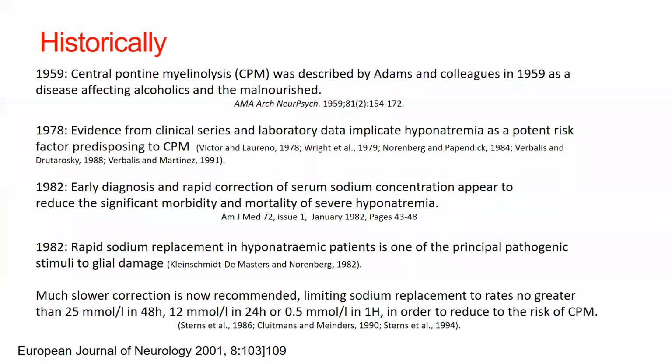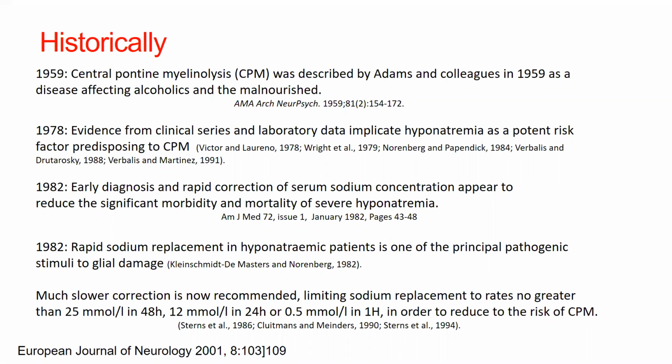So let's go back to history. The first case of central pontine myelinolysis, which is the old name for osmotic demyelination syndrome, was found in 1959. It was reported in a patient with alcohol use and malnutrition. And in 1987, they started linking hyponatremia to osmotic demyelination syndrome.